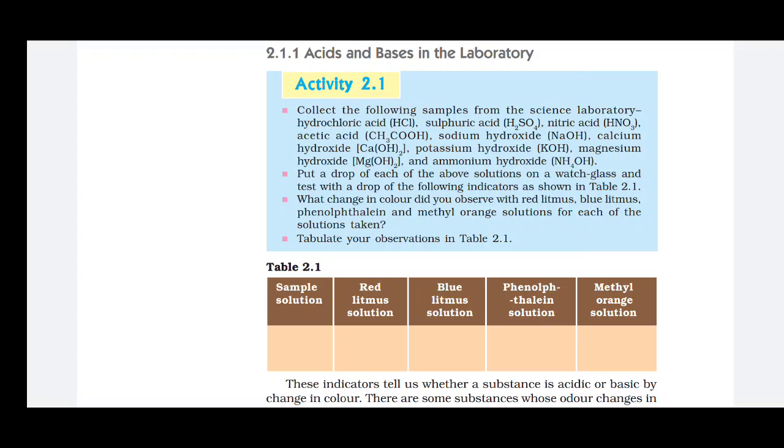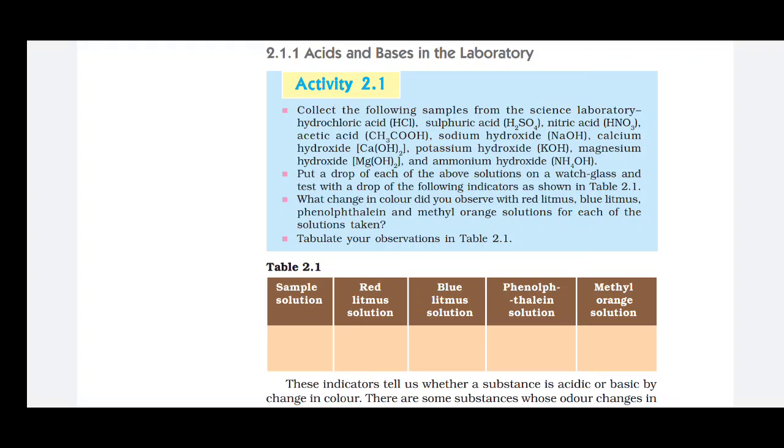So generally for all the acidic substances, the red litmus paper will have no effect. The blue litmus paper will change to red. When you are putting a drop of phenolphthalein indicator in the solution of any of the acids, the color of the solution will be colorless. And when you are putting methyl orange indicator in the sample solution, the color of the sample solution will change into pink.